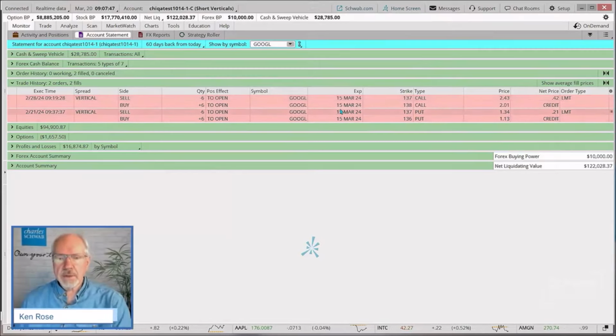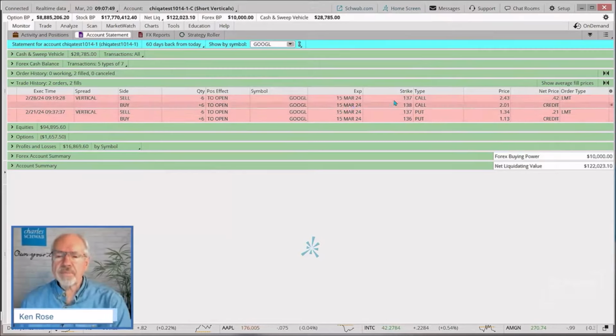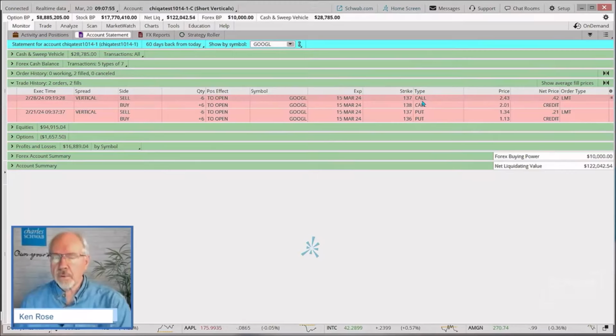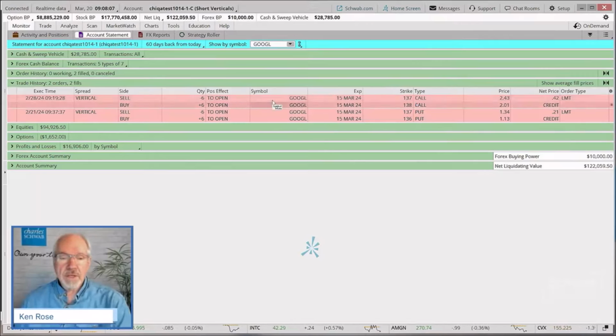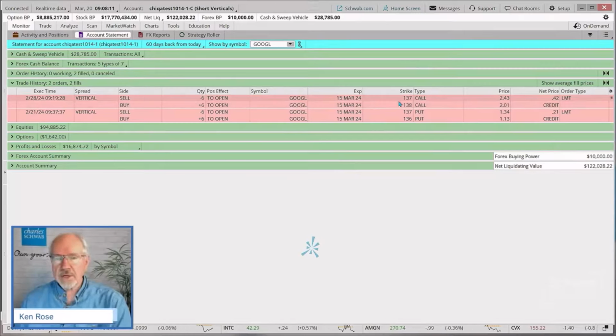Which basically means that we have this short 137 right here. We've agreed to sell someone the stock for $137. Of course, they're going to exercise that right because the stock is selling for higher than that. They can buy it for 137 and turn around and sell it at a profit. So we know this would be exercised because it would be in the money. Do they have to be in the money to be exercised or assigned? No, they don't have to be in the money, but typically they are.